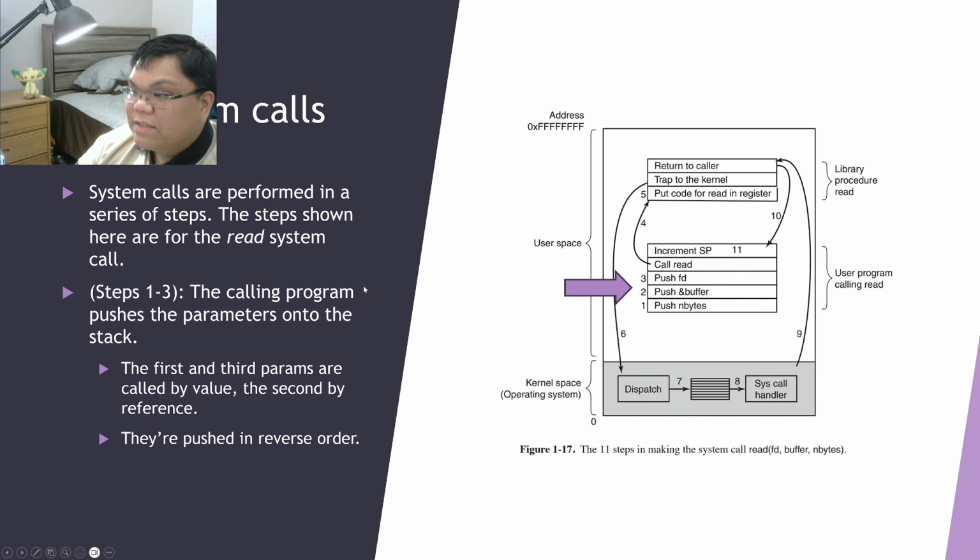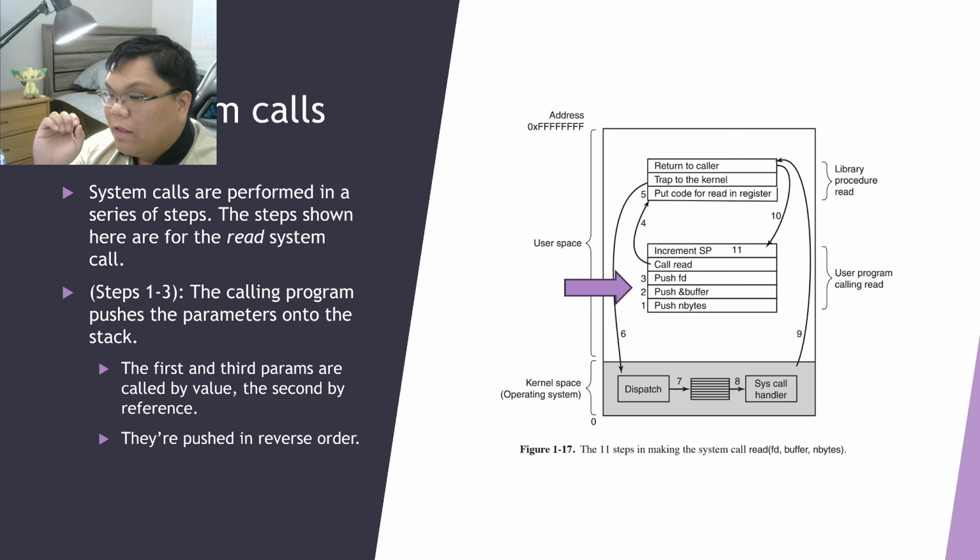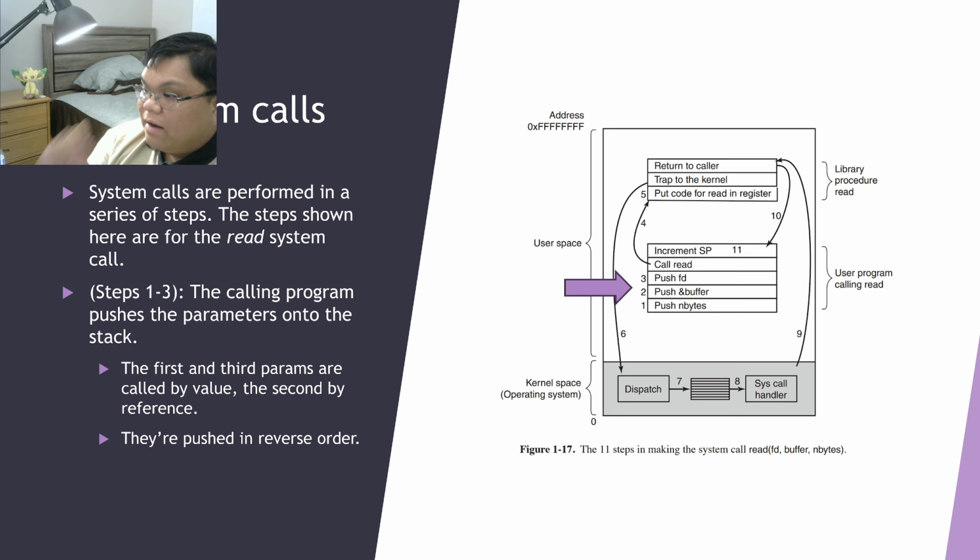So here's an 11-step process for how this read operation works. The first 3 steps have us push those 3 parameters onto the stack. So that's going to be nbytes, the address of the buffer, and fd, though it's pushed in reverse order. That's just a legacy of how POSIX systems work.